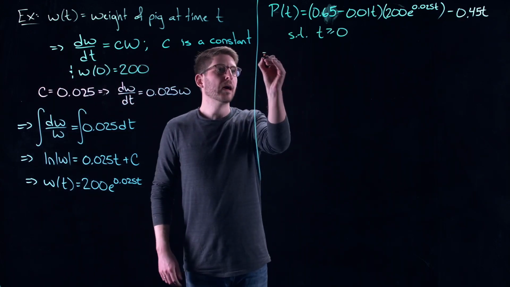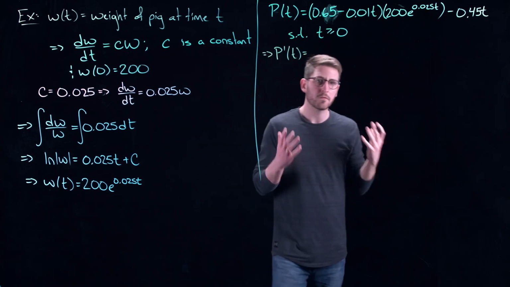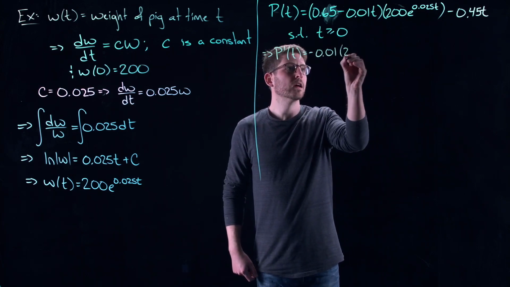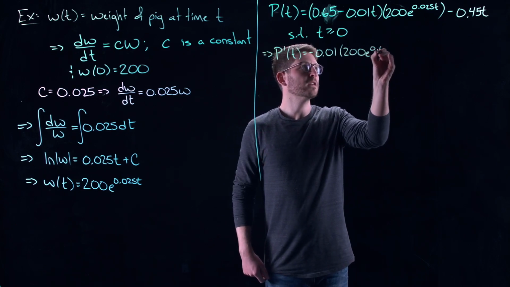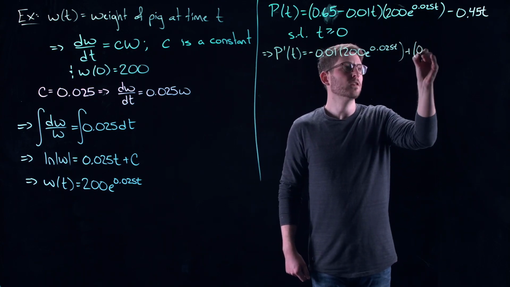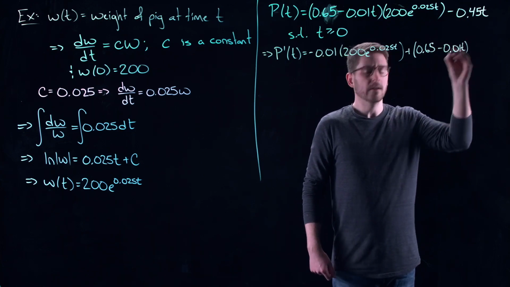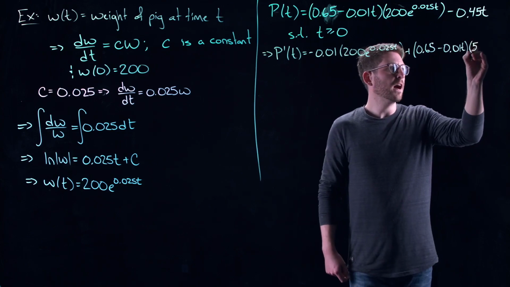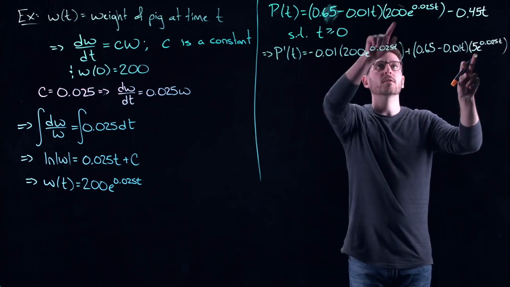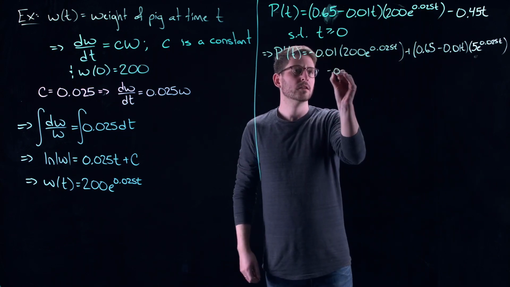Now, that means that we would like to set p prime of t equal to 0. So the first thing that we can do is figure out what p prime of t is. So I get negative 0.01 times 200 e to the 0.025t, and then plus 0.65 minus 0.01t, and then in this case, I'm going to get 5 e to the 0.025t. The 5 comes from multiplying 200 by 0.025 from the derivative here, and then minus 0.45.